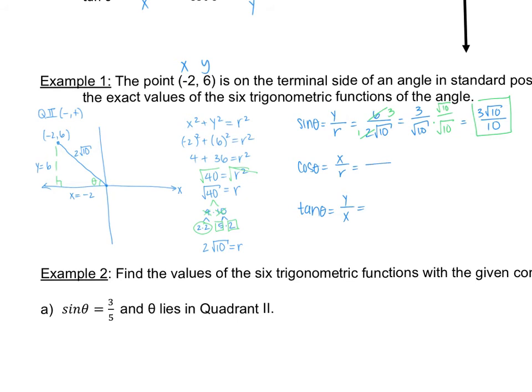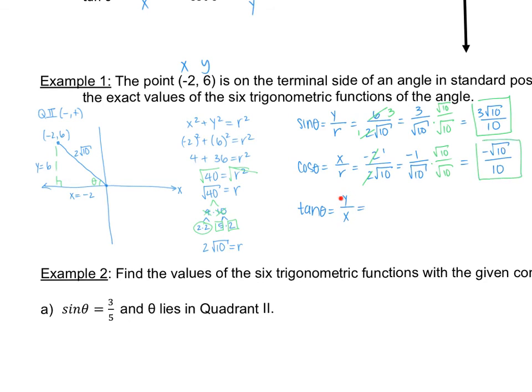For cosine, I think I have to do something very similar. My x here is -2, and my radius is 2 root 10 again. And so it looks like the 2's cancel, and I have -1 over root 10. Since I canceled out that 2, all I'm left with is a 1, technically, but a -1 since there was a negative sign in front. And then I have to multiply top and bottom by root 10 to rationalize the denominator. So this would end up being a 10 on the bottom and negative root 10 on top.